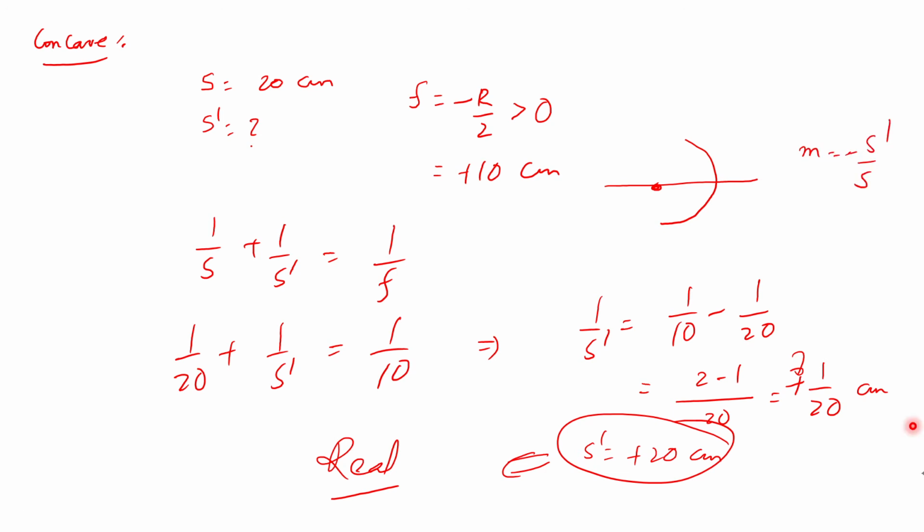So we can look at what the magnification is. So the image distance is 20 centimeters, the object distance is 20 centimeters, so the magnification is going to be -1. So -1 means that the image is going to be inverted. If the magnification is positive, the image is erect, and if the magnification is negative, the image is inverted.